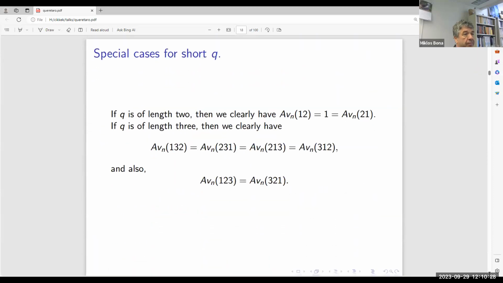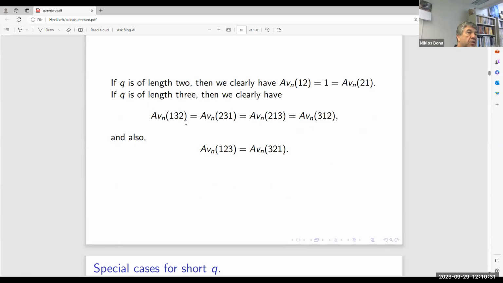How about length 3? So these two chains of equalities are obvious, because if a permutation avoids a pattern, then the reverse of the permutation avoids the reverse of the pattern, right? And also you can turn the permutation upside down. If it's a permutation of length n, then you replace the entry pi by n plus 1 minus pi. That's called the complement of the permutation. And then if p avoids q, then the complement of p avoids the complement of q. So this is true, and then again you do reverse, so this is true. Similarly, this is true, you can do either reverse or complement.